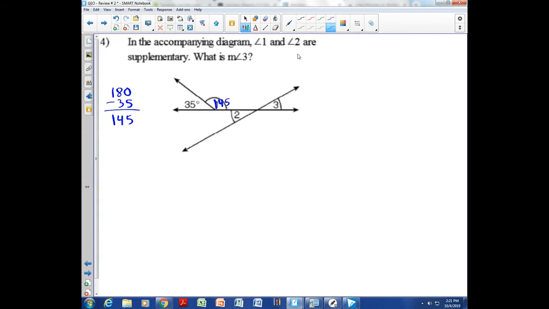If angle 2 is a supplement of angle 1, well, so is this 35-degree angle over here, which means the measure of angle 2 would be 35 degrees because it states right here in the given, angle 1 and angle 2 are supplementary. And then we can also see that angle 2 and angle 3 are vertical angles, and vertical angles are congruent. So this is also going to be 35 degrees. So the measure of angle 3 will be equal to 35 degrees.